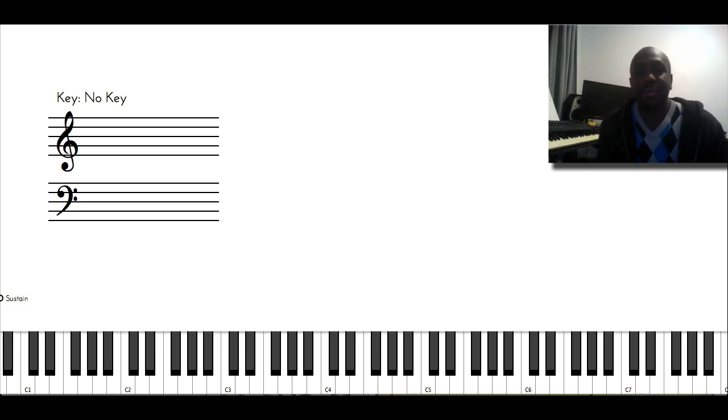So here are some tips to help accelerate your musicality in 2019. Now, this is in no particular order because all of these tips are very important. The first tip is to practice slowly with a metronome.